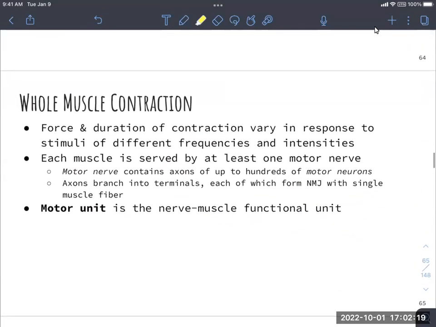So force and duration of the contraction are going to vary in response to stimuli of different frequencies and intensities. So how often are these nerves sending action potentials to these muscle fibers determines how strong that contraction is going to be. If it's continually sending, it's going to create more force.